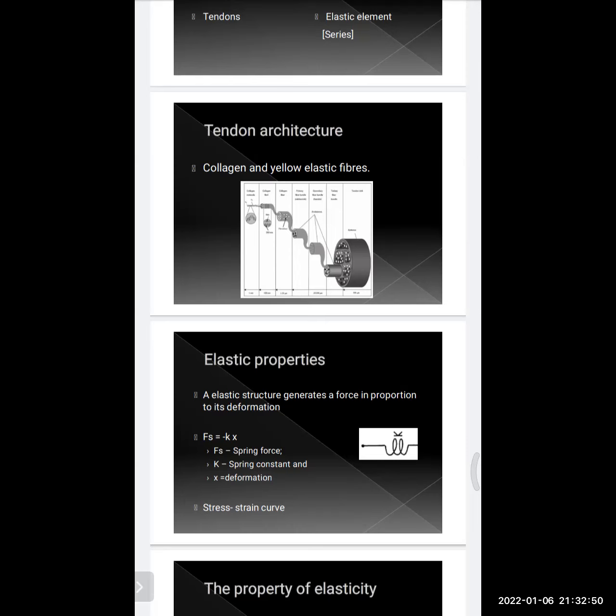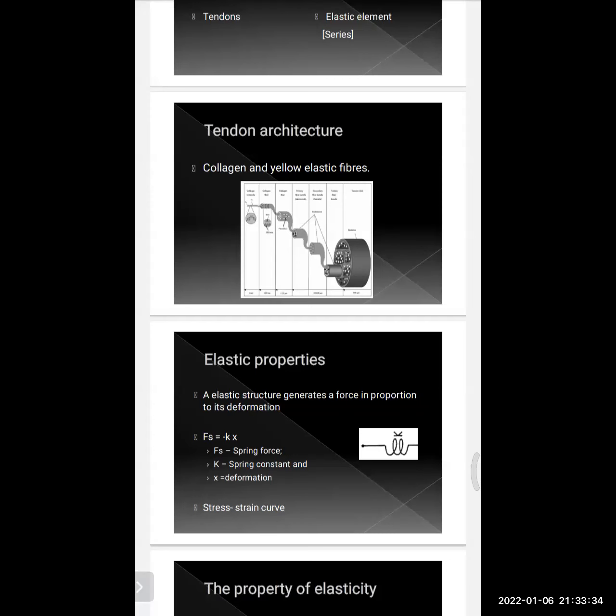Now, when you say X is the deformation, you would have seen, for example, that you take a rubber band and pull it. When you pull it less, the rubber band will pull you back very little. But when you pull the rubber band for a larger length, the amount of force you feel in the hand will be more. So the deformation is directly proportional to the force. The greater you deform it, the greater the force that the muscle will exert. So now we understand force is directly proportional to the deformation. Force is directly proportional to X.